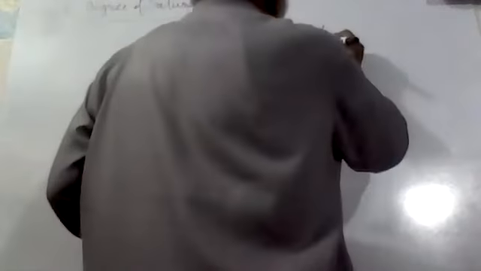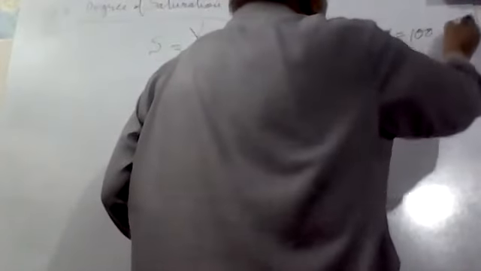When all voids are filled, Vw will be equal to Vv. Therefore, S will be equal to 1, or it is 100%. The soil will be known as saturated soil.